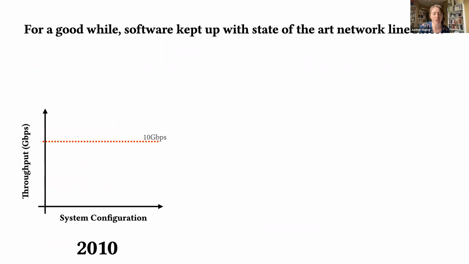But it only worked for so long. When I used to review papers, we would see graphs that looked something like this, with throughput on the y-axis and some system configuration on the x-axis. And everybody's papers topped out the link rate. They hit this maximum bar that people drew across the top, labeling it 10 gigabits per second.